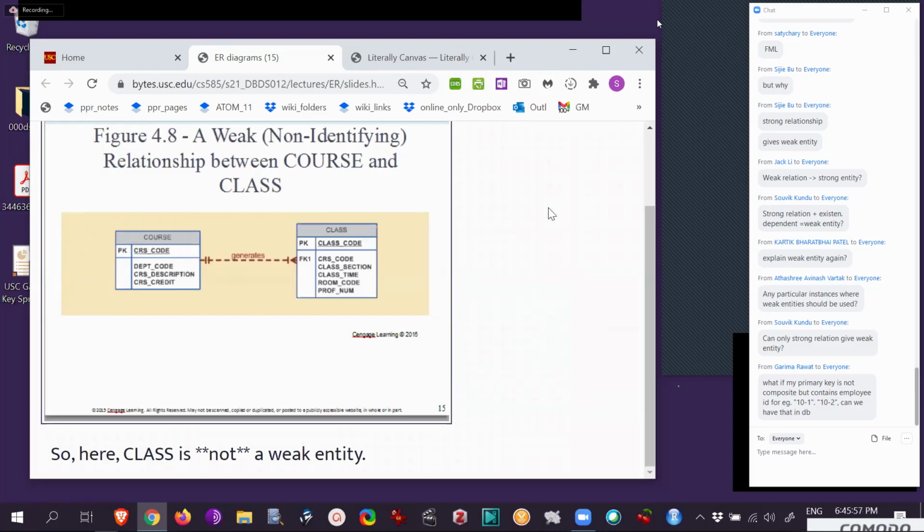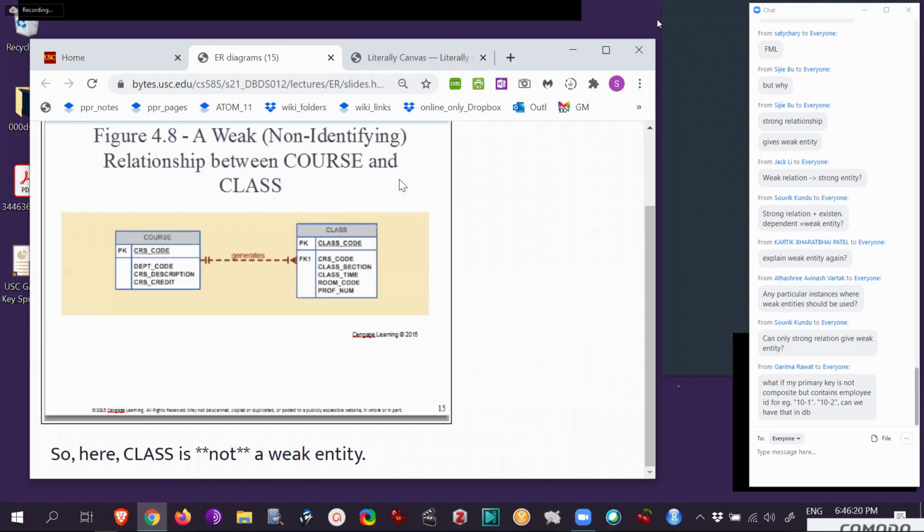On the other hand, no matter what all this is, if the primary key is simply just a foreign key, then none of this happens. It's not a strong relationship, all right? A course such as CS 585 can generate multiple sections like 01590, that's where you guys sign up all the time. So then USC has a choice.